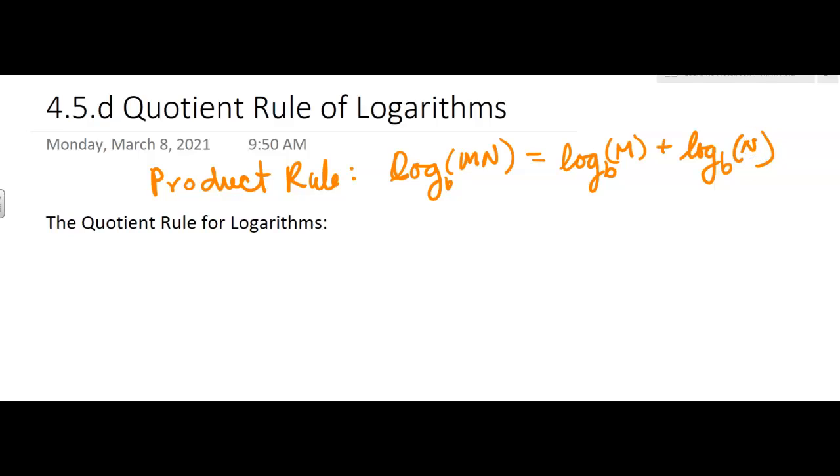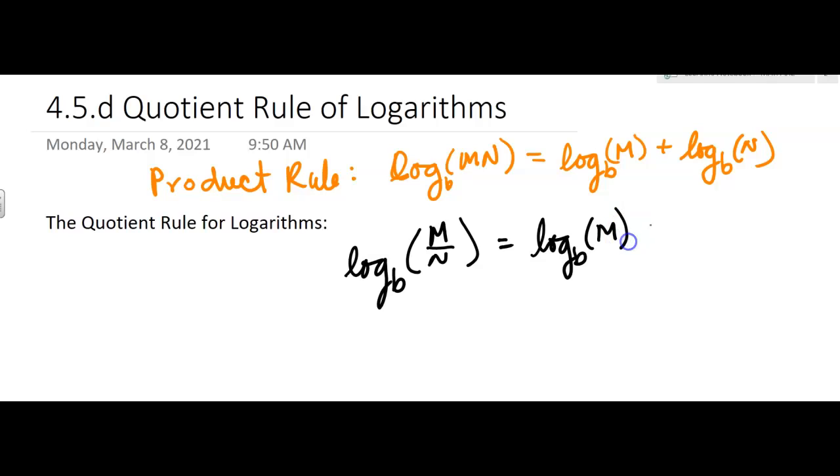Well, the quotient rule is going to work very similarly. Now we're going to have log base b of some quotient, m over n. Well, how do you think that's going to split up? I bet you can guess. It's going to split up into log base b of m minus log base b of n. So quotient, division, we're splitting that up with subtraction.